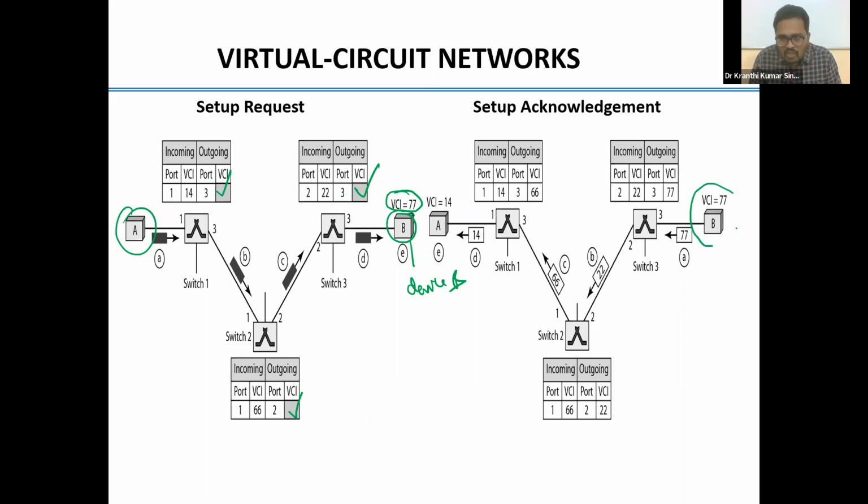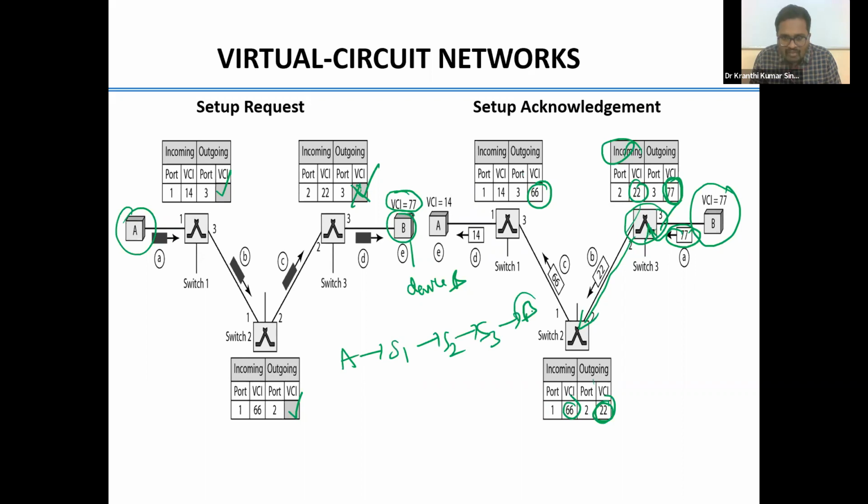Now, if B is readily available, then it sends its virtual circuit identifier to switch 3. Then it is filled with 77. See here, it is empty now. A reverse acknowledgement says B is available, 77. Now, in the reverse acknowledgement, when switch 3 sends the virtual circuit identifier of this incoming packet, 22, it is filled here. In reverse fashion, this 66 is saved. Now there is a dedicated path existing between A to switch 1 to switch 2 to switch 3 to B.